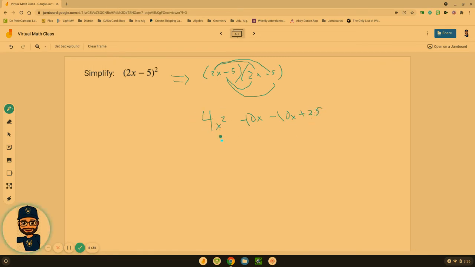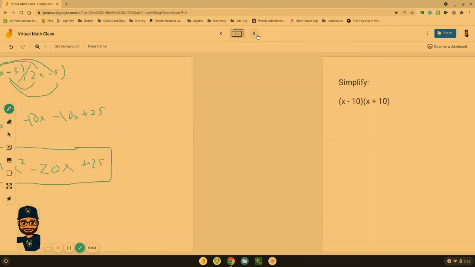I don't have any other x squared, so that's going to come down. 4x squared, minus 10x minus 10x is minus 20x. Plus 25, we don't have anything else that doesn't have a variable, so we'll bring that down as well. And we obtain 4x squared minus 20x plus 25. So it's still practicing multiplying monomial by monomial and then combining like terms.